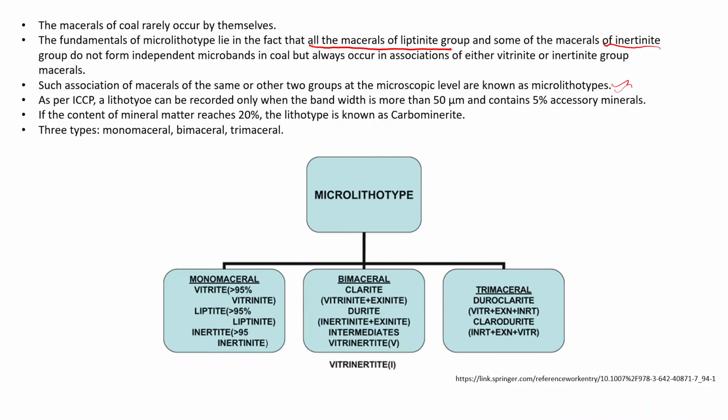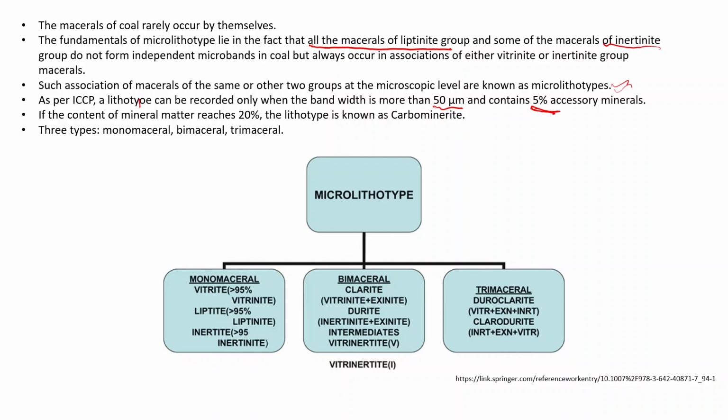According to the International Commission of Coal and Organic Petrology, for a mineral association to be called a lithotype, the band width has to be more than 50 microns and it should contain 5% accessory minerals. In some cases, where these accessories or the mineral matter reach 20% or more, the lithotype will be known as carbominerite.